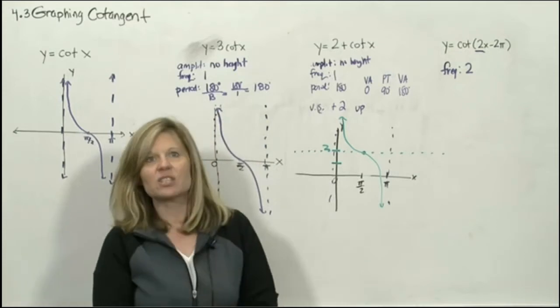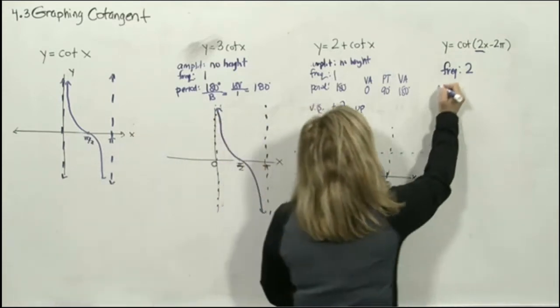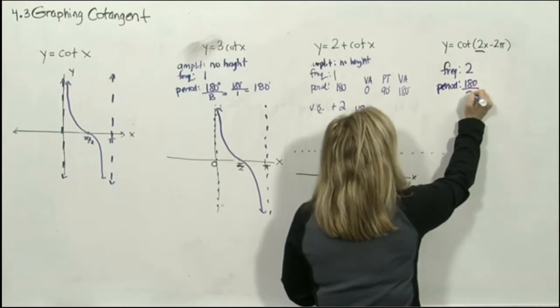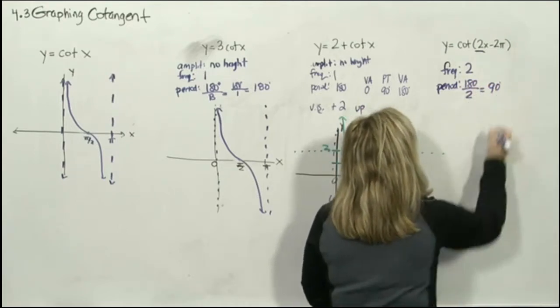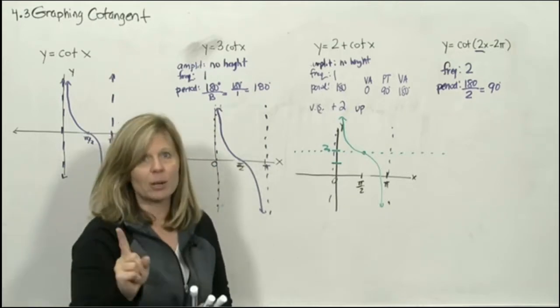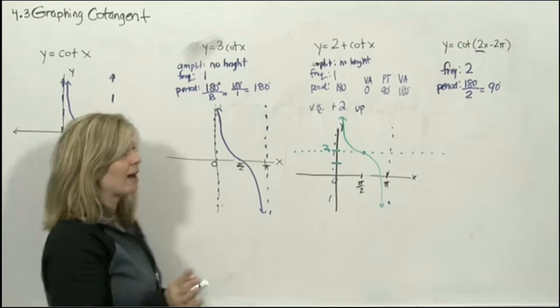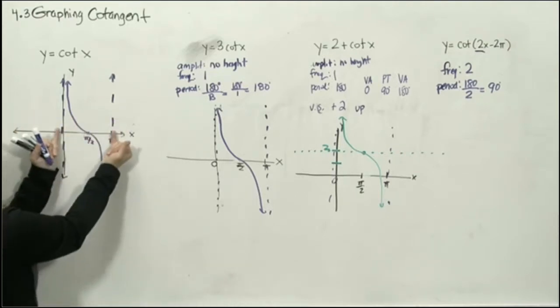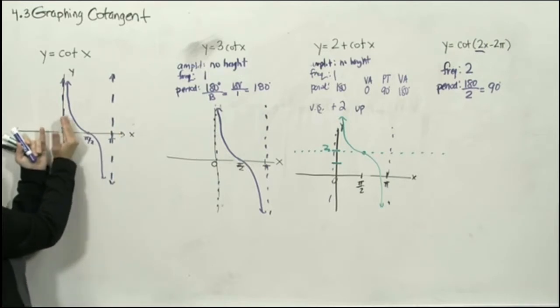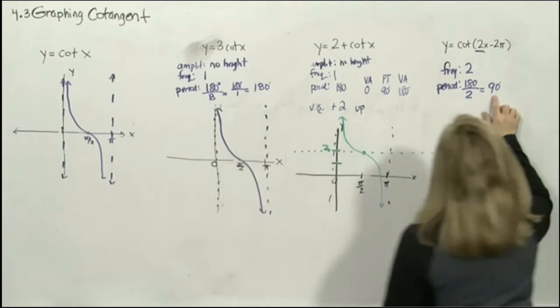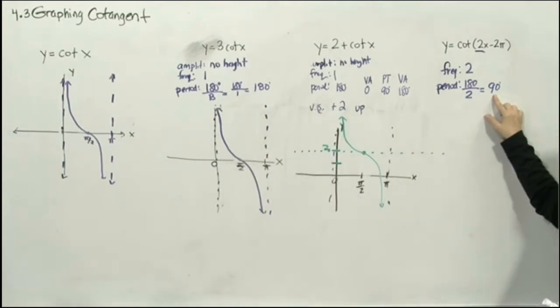Well, if the frequency is 2, that changes the period. Because the period is 180 divided by the frequency 2, which would be 90. Now, this is important. You need to understand what this means. Normally, on the parent graph for cotangent, the asymptotes are 180 degrees apart. From 0 to 180 is 180 degrees. If the period is 90, now you're saying they're only 90 degrees apart.